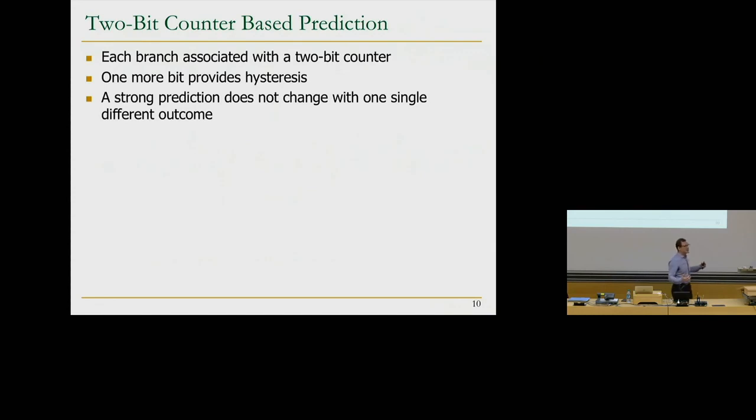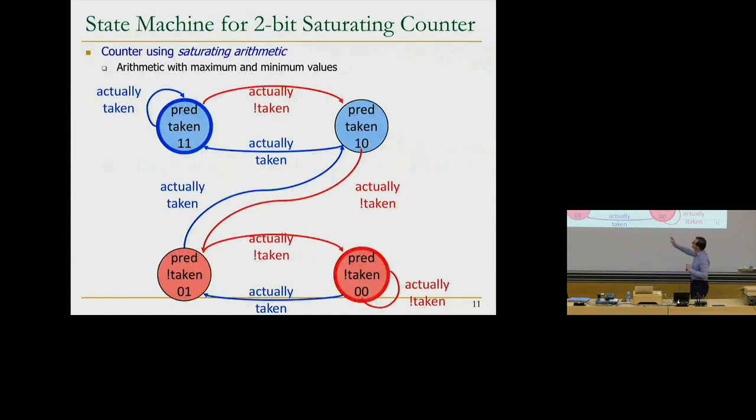And you can imagine extending this to 3-bit counters, right? A strong prediction doesn't change after n outcomes. People have looked at this space, but let's take a look at what's used a lot. So this is a 2-bit counter state machine. These are the states that encode predicted taken. So if the branch is in this state, 1, 1, then you predict the branch to be taken.